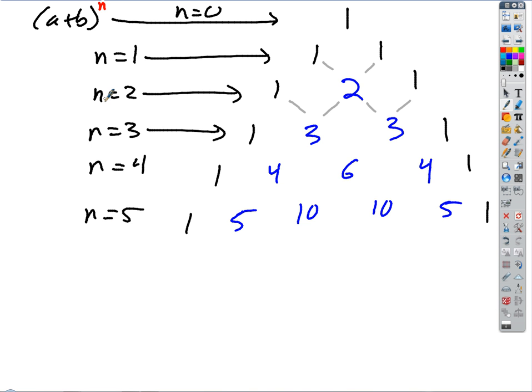Okay? So let's take this 5th row. Let's just focus in on the 5th row. That means we're doing a plus b to the 5th. Why is this helpful? Okay, I'll show you.